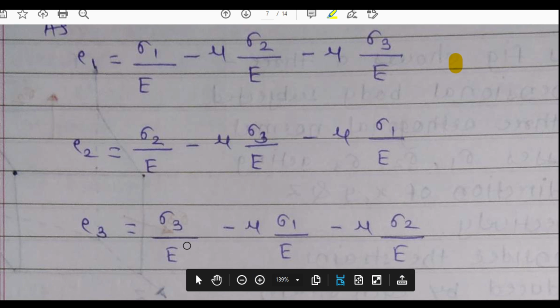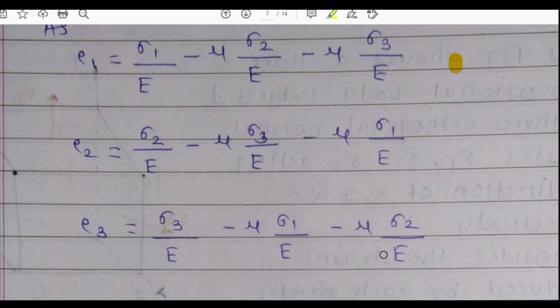E3 is sigma 3 upon E minus mu sigma 1 upon E minus mu sigma 2 upon E. यहाँ पे आप ऐसे भी याद रख सकते हैं कि जो इवन स्ट्रेस है, इवन स्ट्रेन है, वो एक्स डायरेक्शन में है, E2 जो है वो वाई डायरेक्शन में है और E3 जो है वो जेड डायरेक्शन में है.